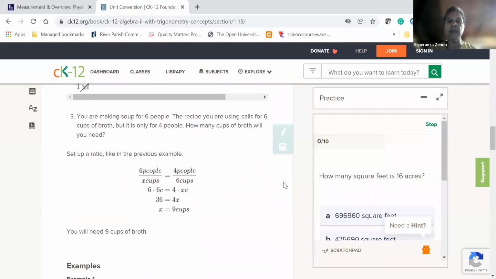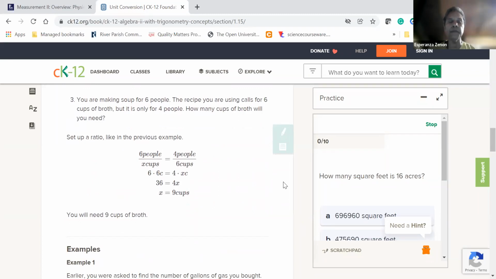A lot of times, this whole idea of setting up these ratios and solving an equation, some people might find challenging. And so on Thursday, I'll focus heavily on the dimensional analysis technique as a way to do the unit conversions that doesn't require you to do ratios.